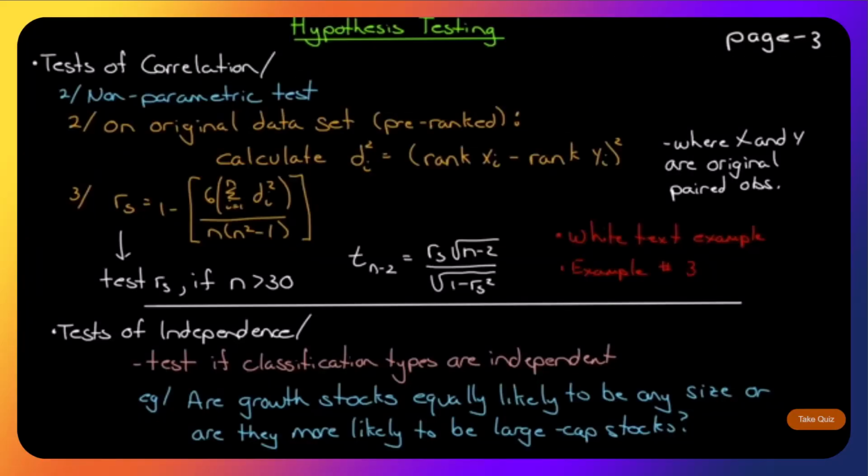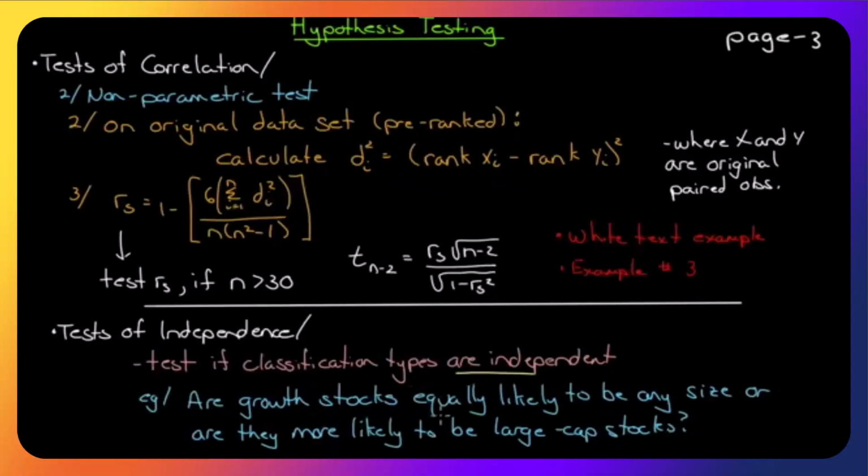Explain tests of independence based on contingency table data. We sort of had a quick look at this in an earlier reading, so now we'll do it in a little bit more detail. Tests of independence: we're going to test if classification types are independent. So what do we mean by them being independent? Here's a good question that gets to that matter.